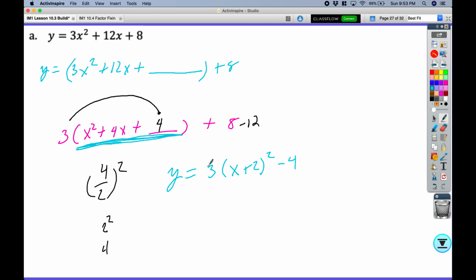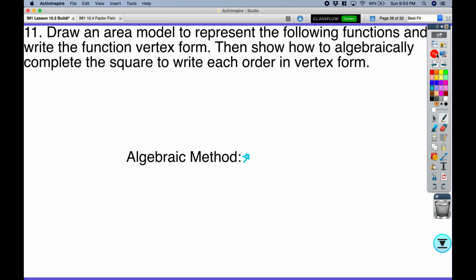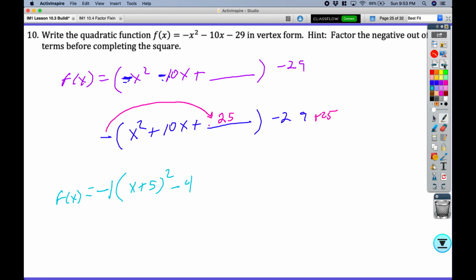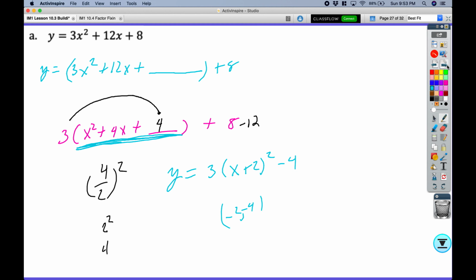So you have a very narrow graph, parabola I should say. You have a vertex of negative 2, negative 4, and so on and so forth. You can look at the transformation, all that good stuff. All right, so let's go ahead and look at the next part.